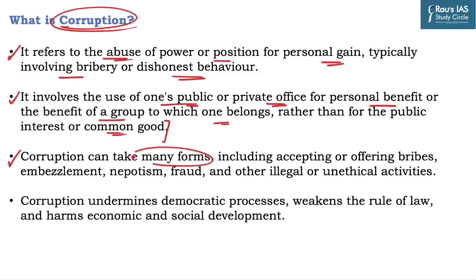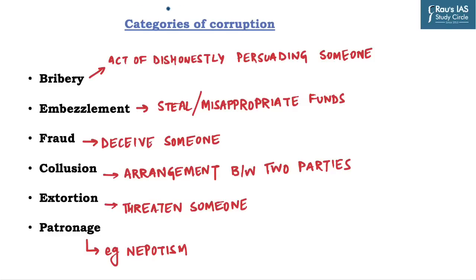Moreover, corruption can take many forms, including accepting or offering bribes, embezzlement, nepotism, fraud, and other illegal or unethical activities. The impact of corruption is huge as it undermines the democratic process, weakens the rule of law, and harms the economic and social development of the country. We have seen what corruption is and how it is impacting the development of our nation. Now we will see the categories of corruption. Most of you must be thinking that it is only restricted to bribery, but it is not. There are multiple categories and today we will be discussing all of them.